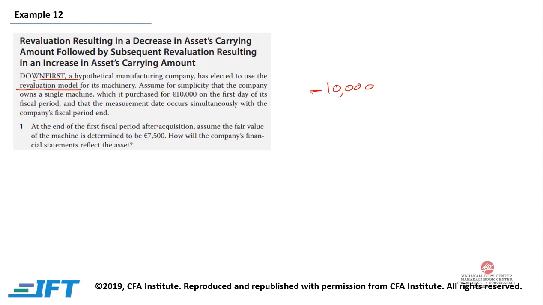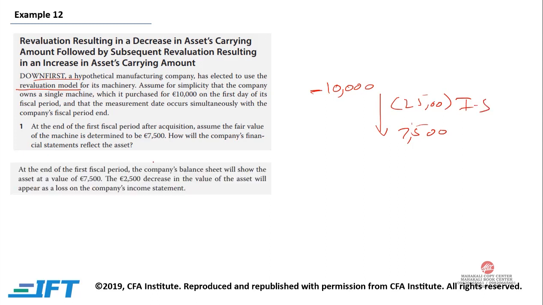At the end of the first fiscal period after acquisition, assume the fair value of the machinery is determined to be 7,500. So immediately the value goes down to 7,500 and there is a loss of 2,500. This would be reported in the income statement. So at the end of the first fiscal period, the company's balance sheet will show the asset value of 7,500, rightly so.